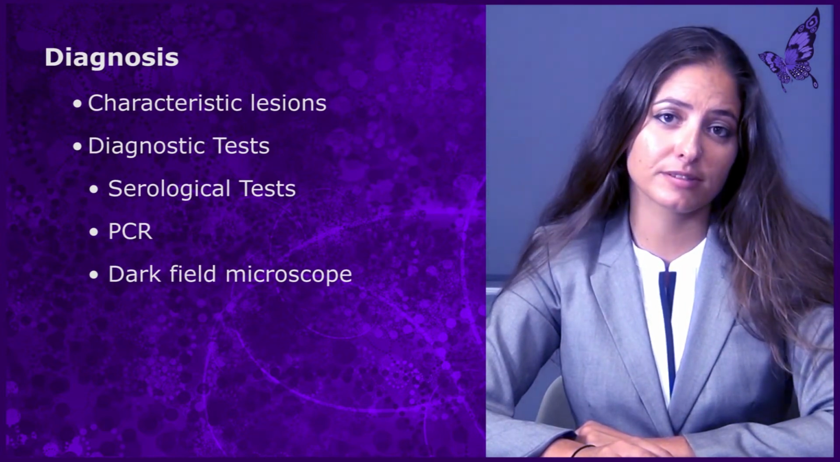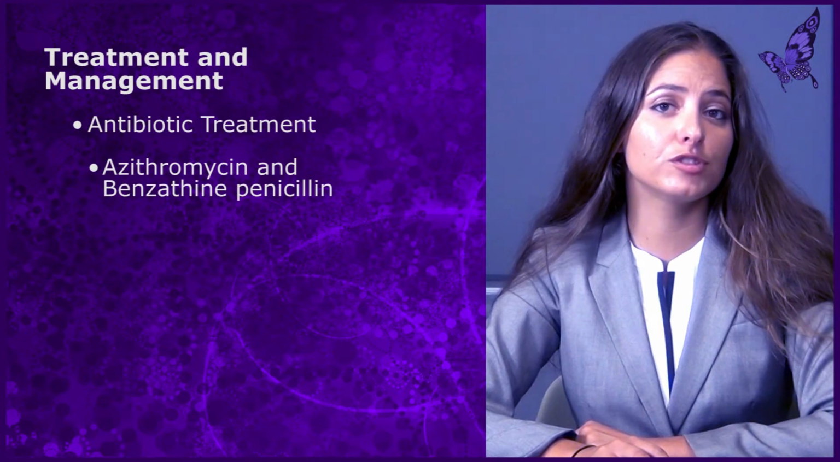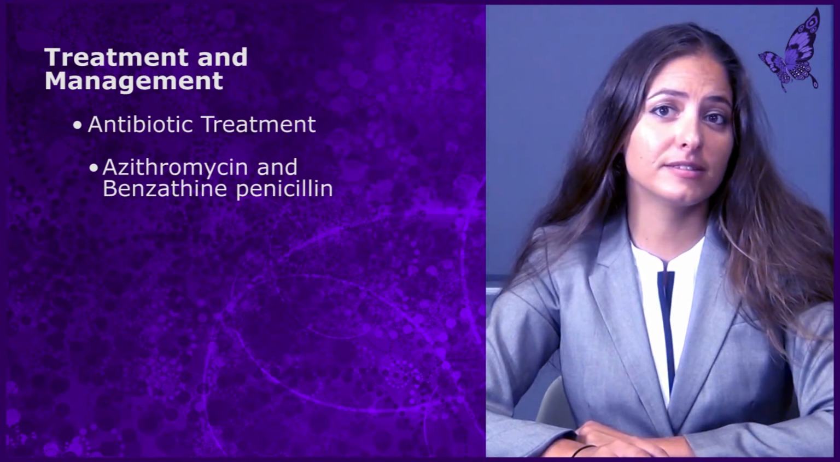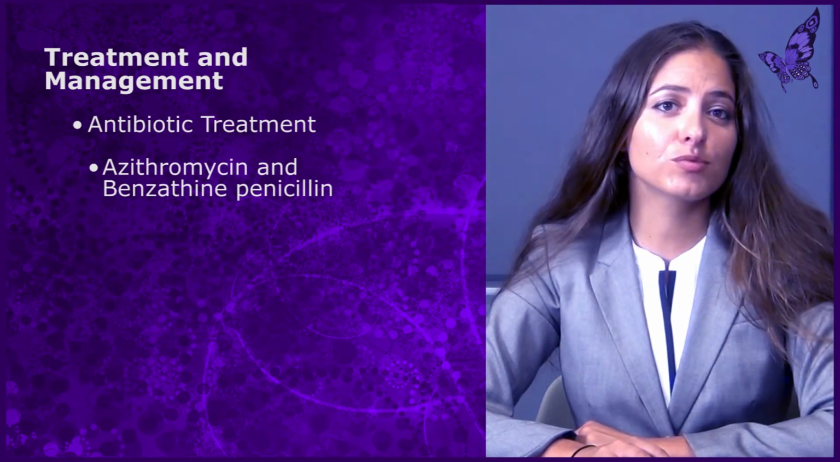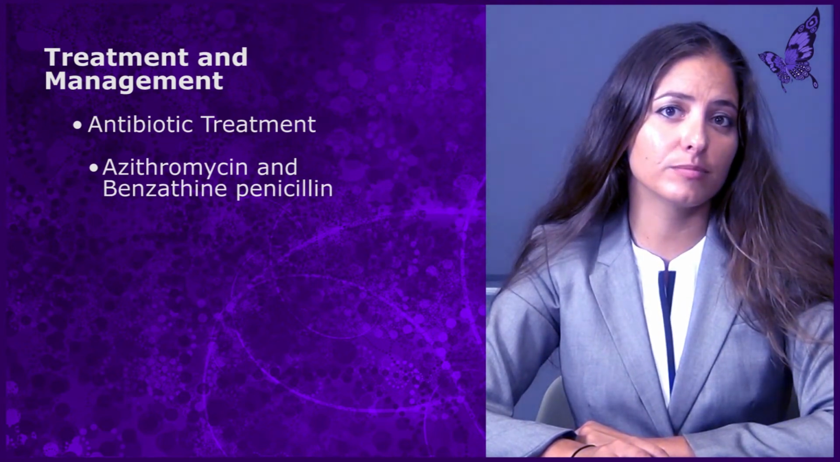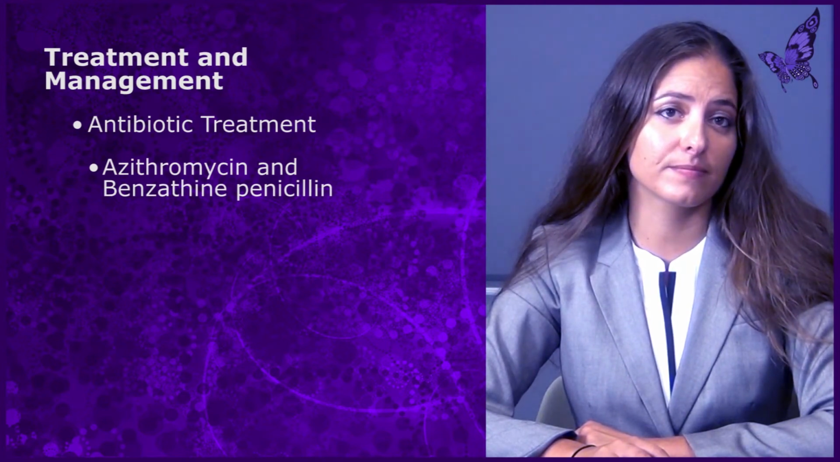pertenue organisms. Treatment of choice for yaws is azithromycin 30 mg/kg with a maximum dose of 2 grams, though benzathine penicillin 1.2 million units for adults and 0.6 million units for children is used wherever azithromycin is unavailable or when the patient cannot tolerate treatment with azithromycin.